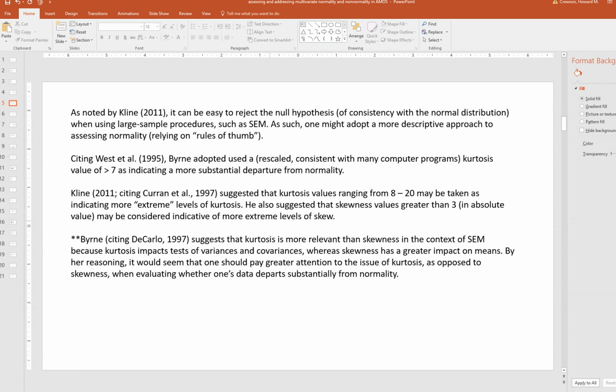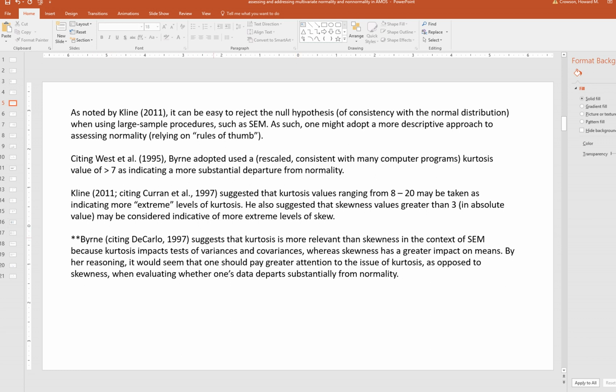Some people would adopt thresholds of -2 to +2 on skewness, but there seems to be less of a consensus with respect to kurtosis. But it looks like in general, at least according to these authors, kurtosis values greater than 7 or 8 or above would be indicative of departure from normality.